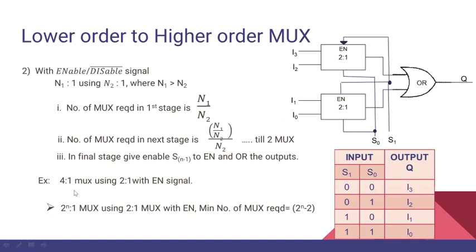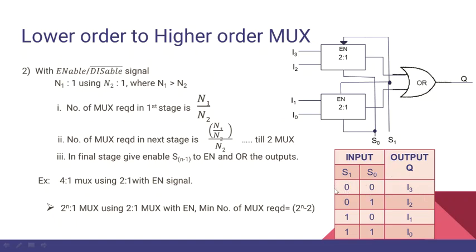Let's take an example of a 4:1 mux using 2:1 muxes that have an enable signal. Here the select lines are connected as before to the 2:1 mux. The difference is that the last select line is given to the enable signal, and there is a NOT gate at one of the 2:1 muxes here. And we will connect an OR gate to the output of these two last muxes.